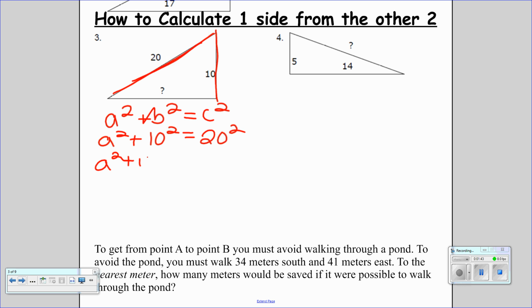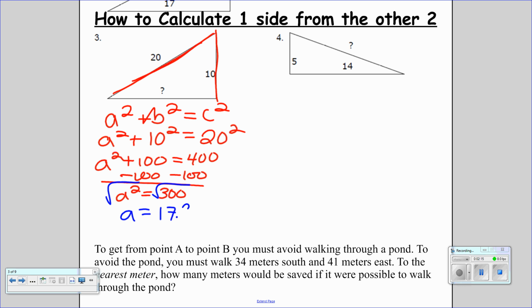A squared plus 100, which is 10 squared, equals 400, which is 20 squared. Subtract 100, and you get a squared equals 300. Now, we're not done yet, because it's not a squared we're looking for, it's a. So we have to take the square root of 300, and we get a is equal to 17.32.